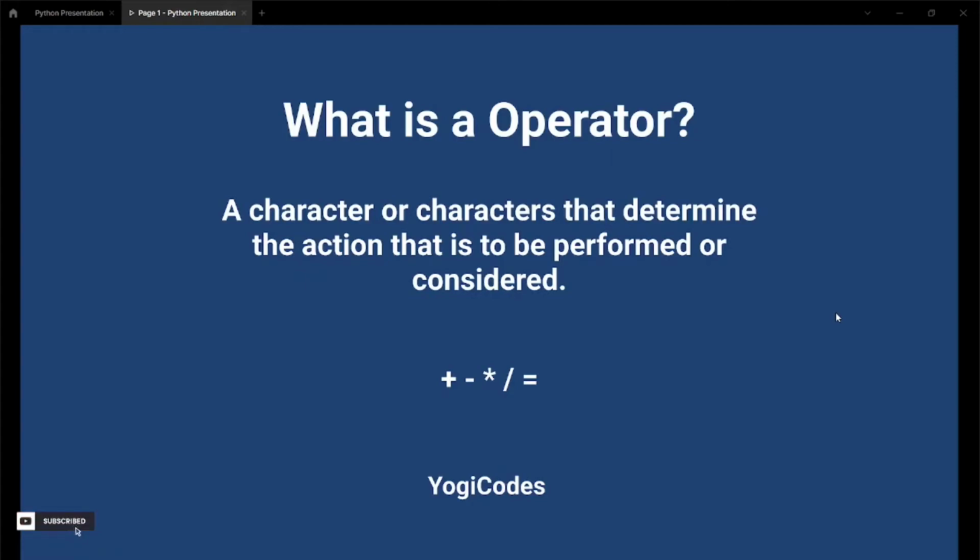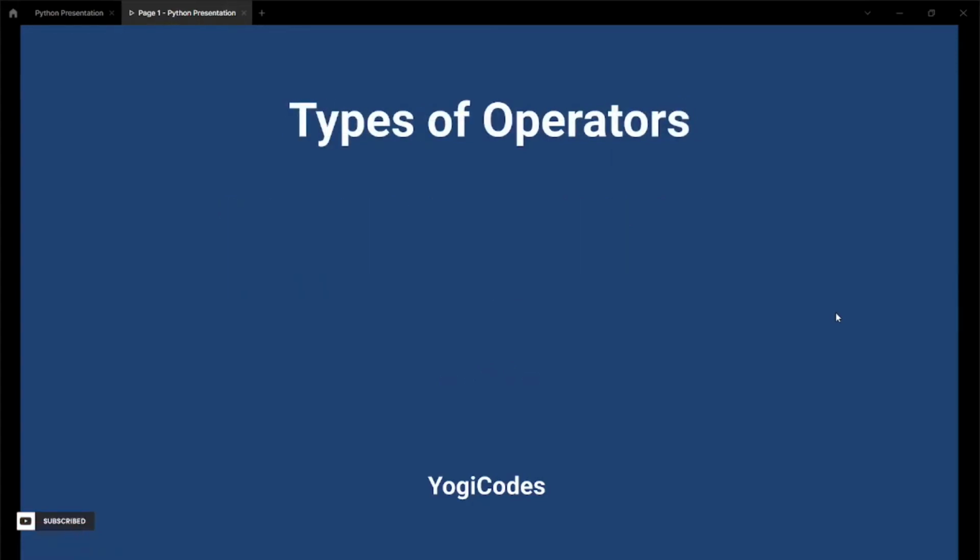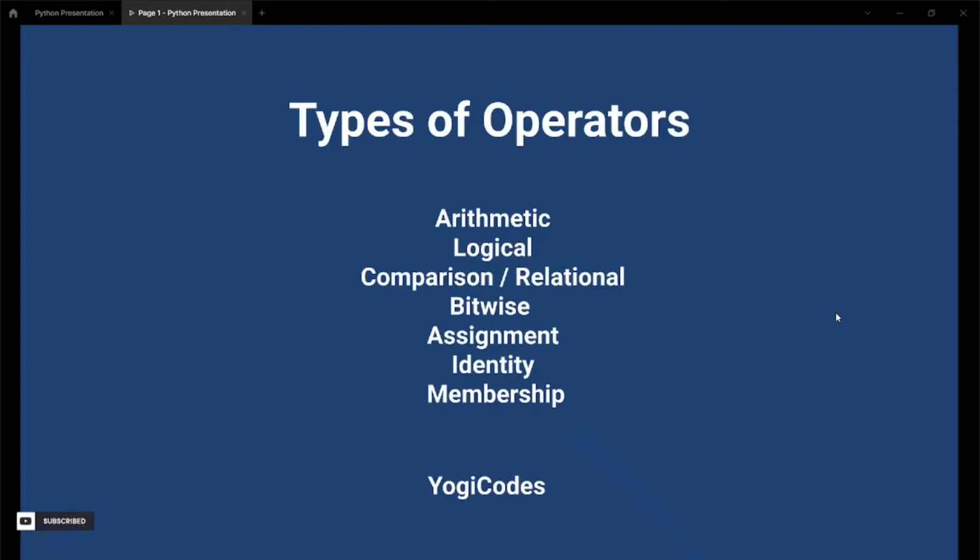We'll see the types. There are various types of operators like arithmetic operators, logical operators, comparison or relational operators, bitwise operators, the assignment operator, as I said before, is equal to, an identity operator, and a membership operator. These last two are available in Python.